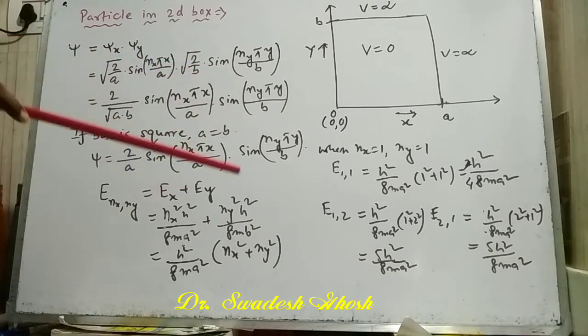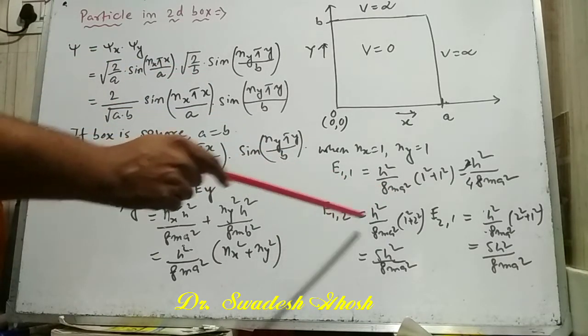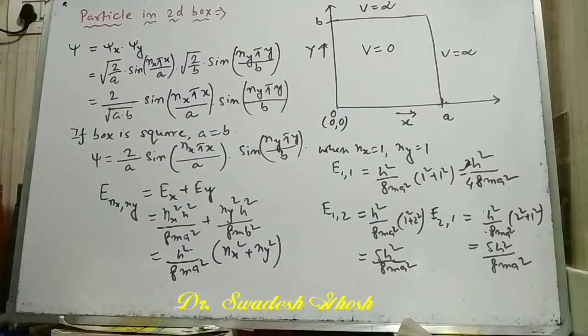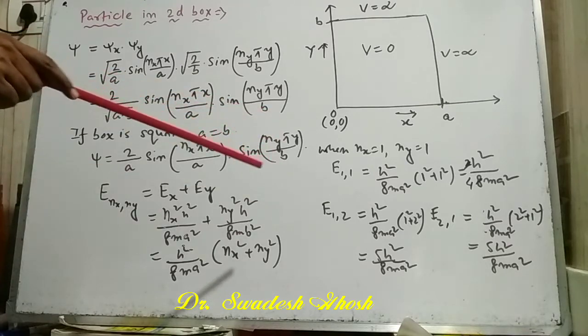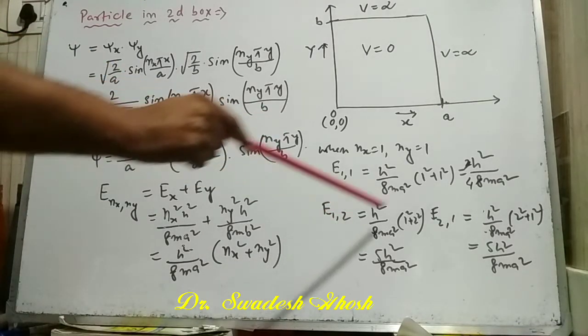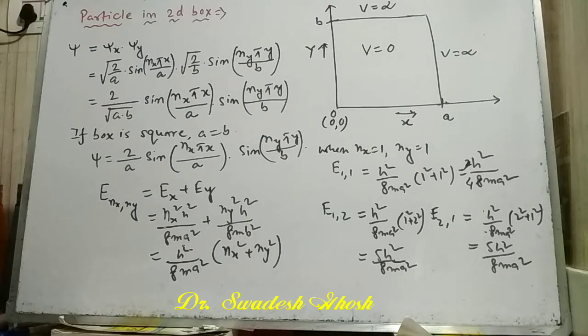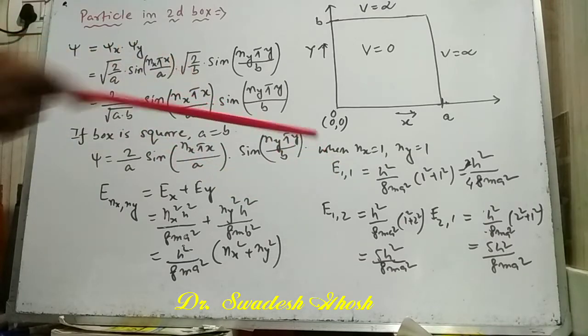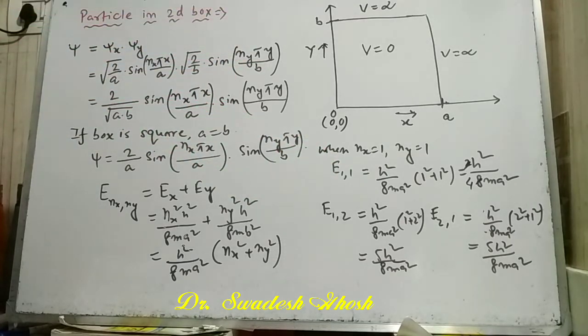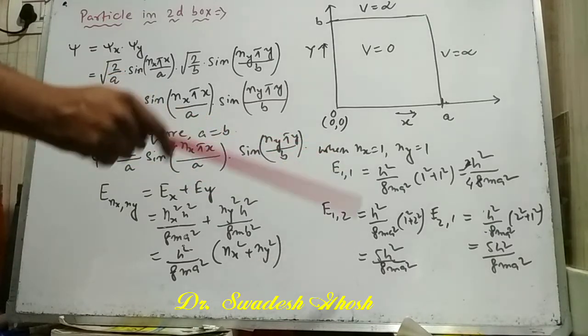The two energy levels E12 and E21 have the same energy, and so the energy levels E12 and E21 are degenerate. So now the question arises, what is degeneracy? What is a degenerate energy level? Different levels but having the same energy. What can I say? Different levels but having the same energy is called a degenerate state.